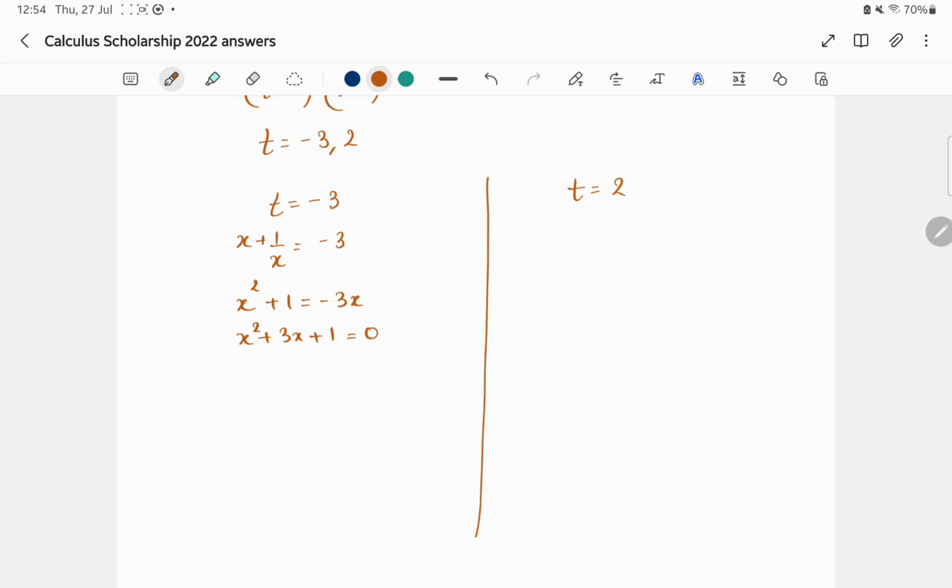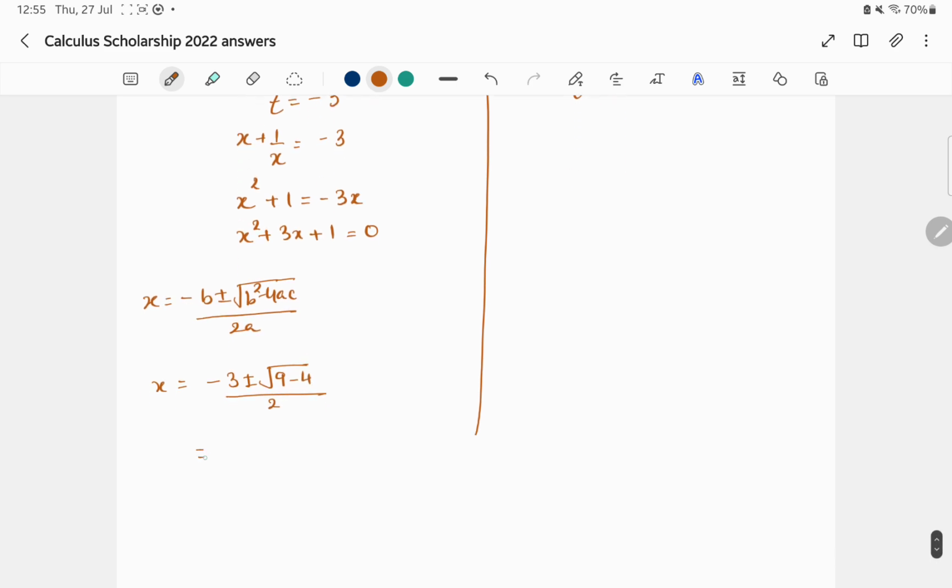So here, if we use the formula, or you can use your calculator straight away if you want, but if I use the formula, I will have x is equal to minus b plus minus square root of b squared minus 4ac over 2a. So x will be equal to minus 3 plus minus square root of 9 minus 4ac over 2. That will give me minus 3 plus minus square root of 5 over 2. These are my two values of x.